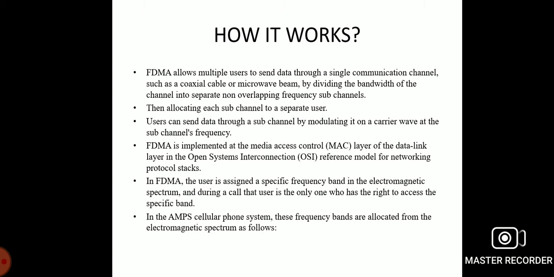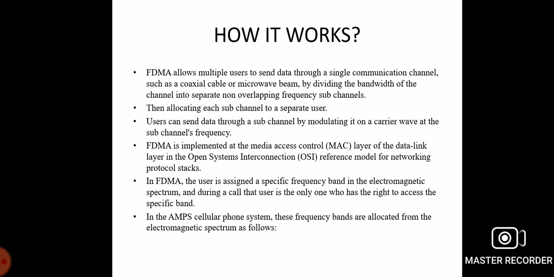The user is assigned a specific frequency band in the electromagnetic spectrum, and during a call, that user is the only one who has the right to access the specific band. In the AMPS cellular phone system, that is the advanced mobile phone system, these frequency bands are allocated from the electromagnetic spectrum as follows.